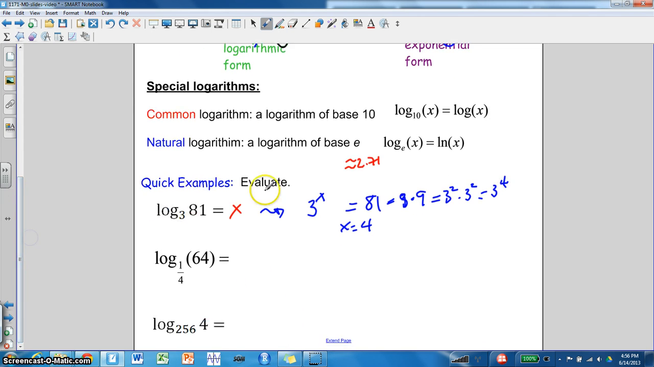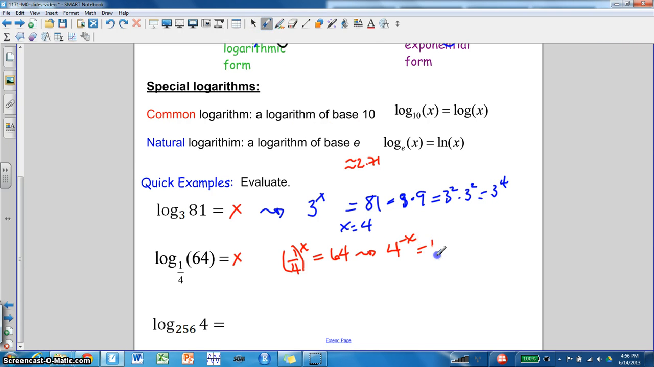A couple other interesting problems. Here, I'm going to apply the same technique, set this equal to x, and now I want to say this is the same as saying (1/4) to the x power is equal to 64. Laws of exponents say that if I have something in the denominator, I can bring it into the numerator and just change the sign of the exponent. So this is really the same as saying 4 to the minus x is equal to 64. Let me erase that.